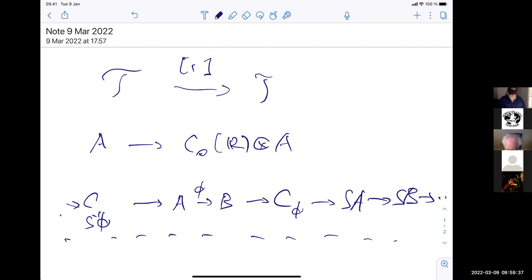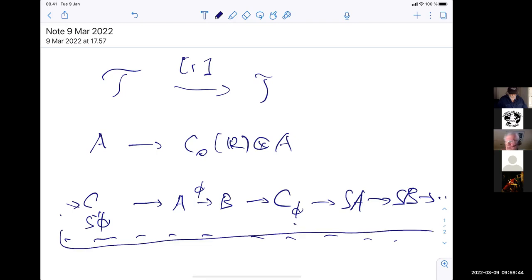I don't have kernel and co-kernel for this one, but instead I've got this long exact sequence. This mapping cone is a kind of combination of both the kernel and co-kernel of my map. Can you define it explicitly? For C star algebras, actually you can write down what it is in this case.